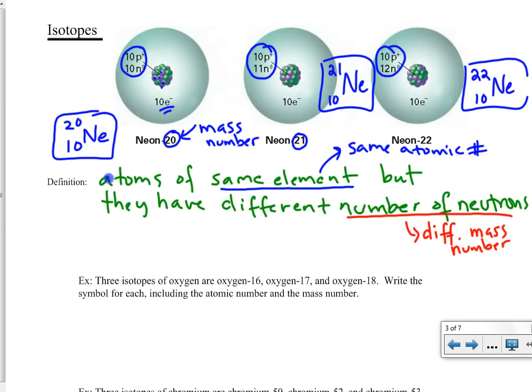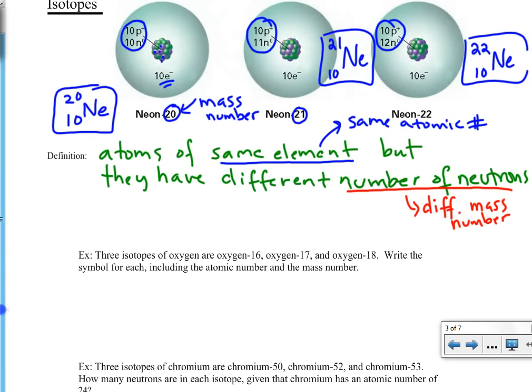Example here: three isotopes of oxygen are oxygen-16, oxygen-17, and oxygen-18. Write the symbol for each, including the atomic number and the mass number. All right, let me scroll up so we can see this a little better. So to write that, the first one, oxygen-16, the 16 is the mass number, it goes up top. Looking at a periodic table, when you find oxygen, you'll find that the whole number in there is 8. That's the atomic number. That tells you that this isotope has 8 protons and 8 neutrons.